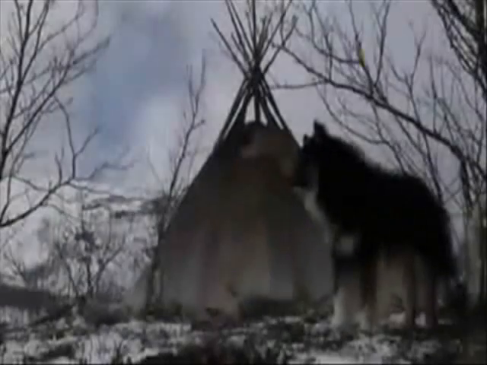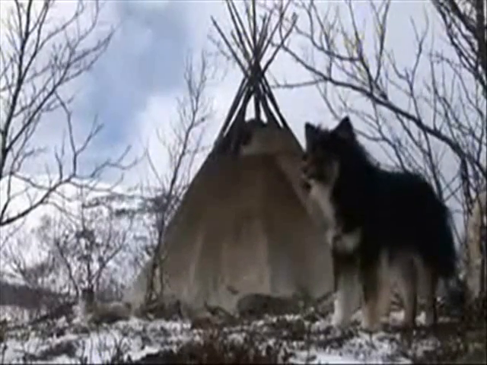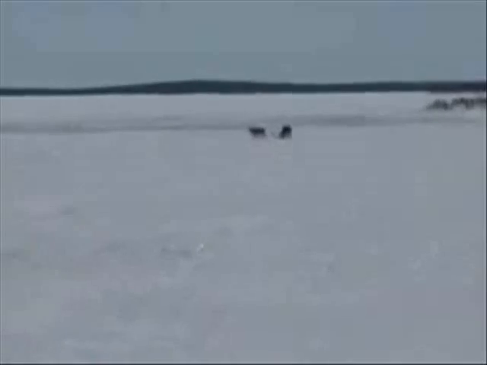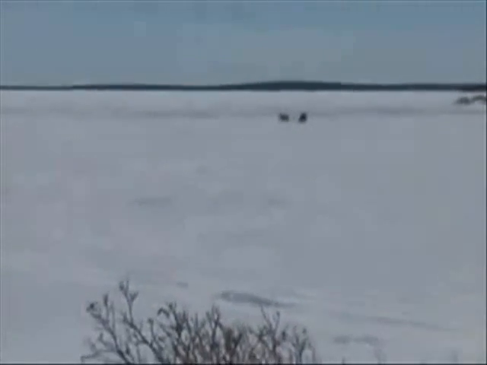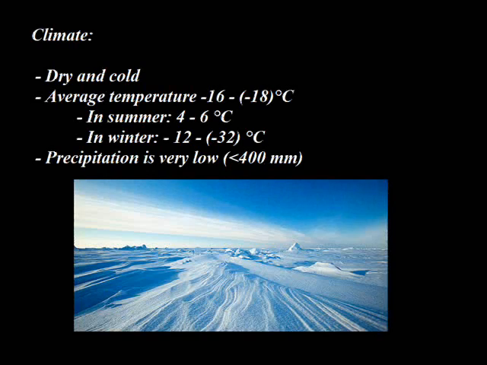The High Arctic is generally distinguished by having more severe environmental conditions and an extreme form of Arctic tundra, known as polar desert. The climate is very dry and cold. Average annual temperature is about -16 to -18 degrees Celsius. Mean summer temperature is 4 to 6 degrees Celsius. Depending on the location, winter mean temperature ranges between -12 and -32 degrees Celsius. Precipitation is very low, mostly less than 400 millimeters.